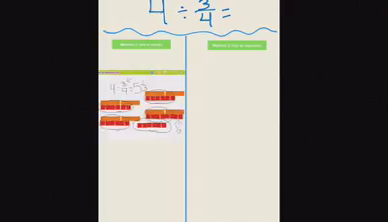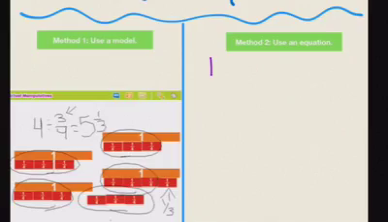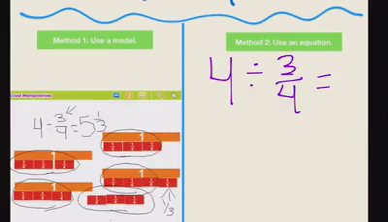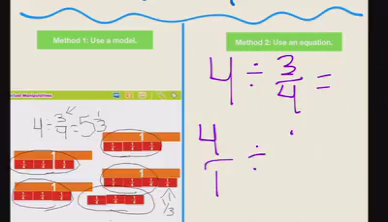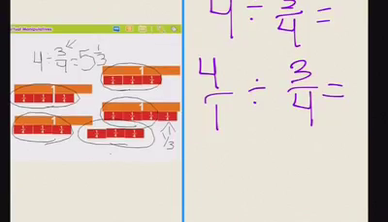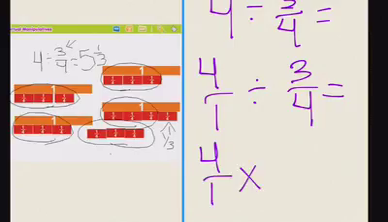And then let's try it using an equation. So again, we start with 4 divided by 3/4. We're going to take that whole number 4 and write it over 1. So we've got 4 divided by 3/4. Okay. We're going to take our first number and multiply it times the reciprocal of our second number. So 3/4 becomes 4/3. Go ahead and multiply straight across.